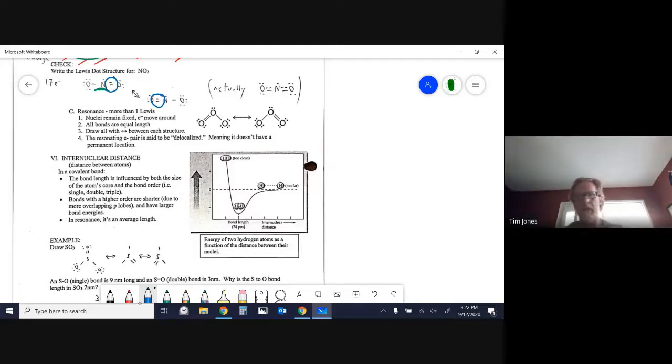Now, the way you would answer this on an exam is you would say O and O with, of course, the appropriate dots. You would draw the other version.